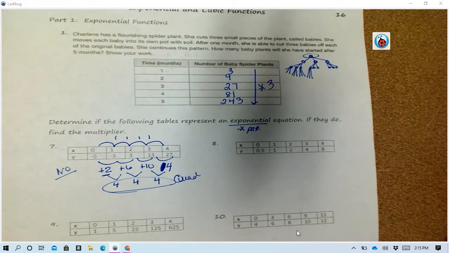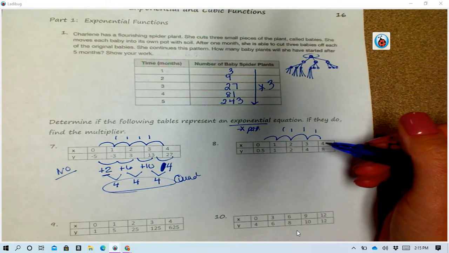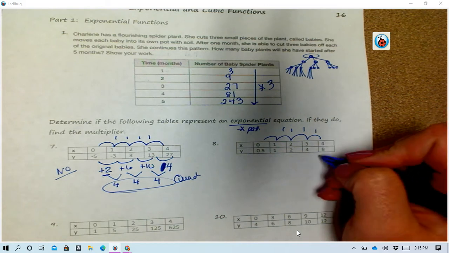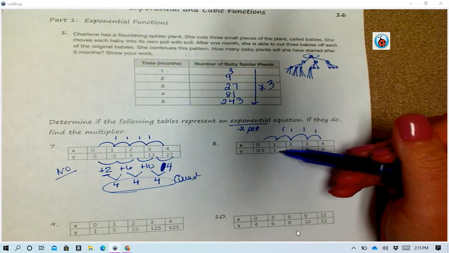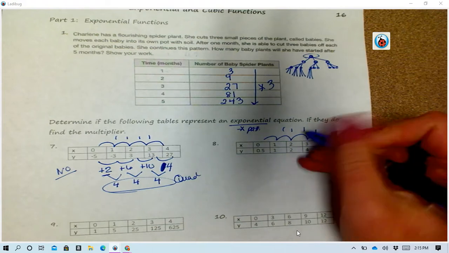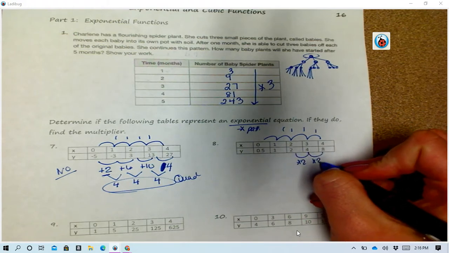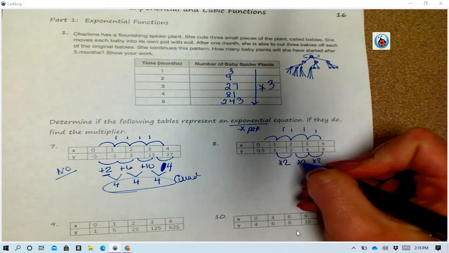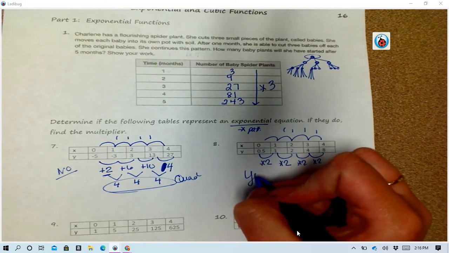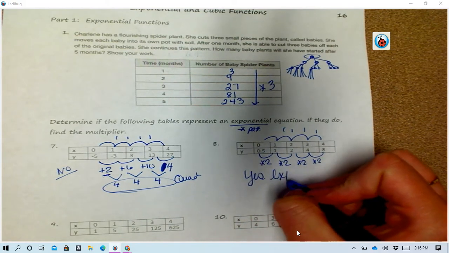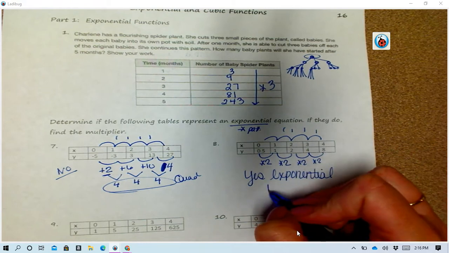Okay, taking a look at number 8. These all go up by 1. And sometimes, if you don't know what 0.5 would be multiplied to get to 1, you can start anywhere and see if the pattern fits. Like I know that from 2 to 4, that's times 2. From 4 to 8, that's times 2. From 1 to 2, it's times 2. So then 0.5 to get to 1 would be times 2. So yes, this is exponential. Your multiplier is 2.